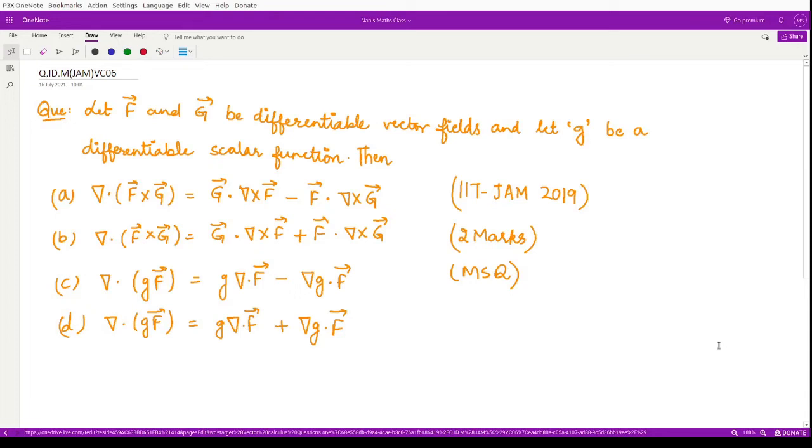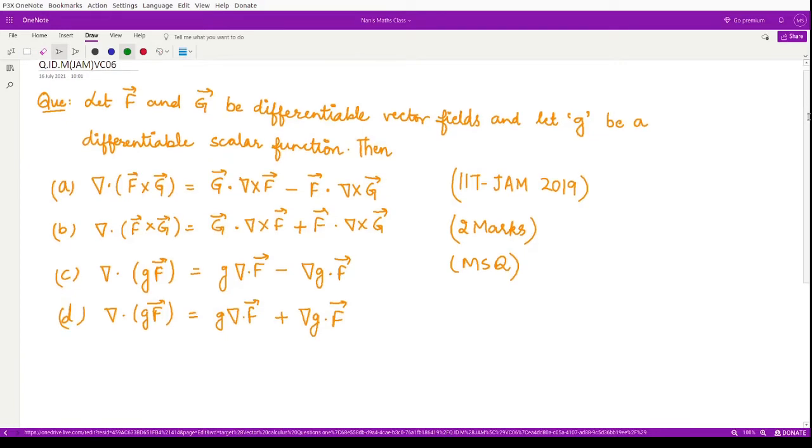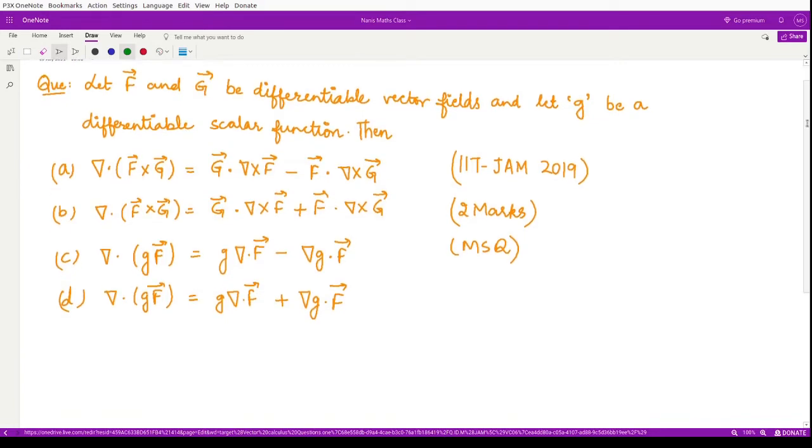In this video, we shall be taking up a question from IIT-JAM 2019 consisting of 2 marks. Now this is a multiple select question. The approach to solve this question would be taking up examples of vector f and vector g and small scalar function g such that which of the following identities are not correct for those examples. So we'll rule out the incorrect options and we'll be left with the options which are correct, right?